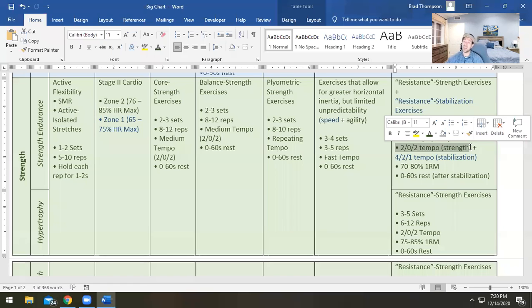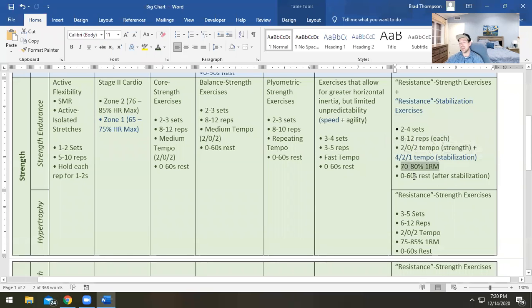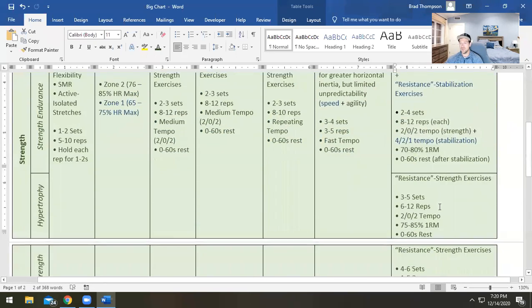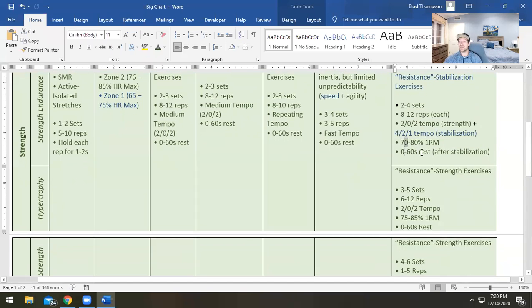Intensity is 70 to 80% of your 1 rep max. That is for the strength movement, by the way. Your stabilization movement is still 50 to 70. And then 0 to 60 seconds rest after your stabilization movement. So once the superset's over, it's 0 to 60 seconds rest. So that's kind of a unique phase, and that's why that one's a little bit wonky.